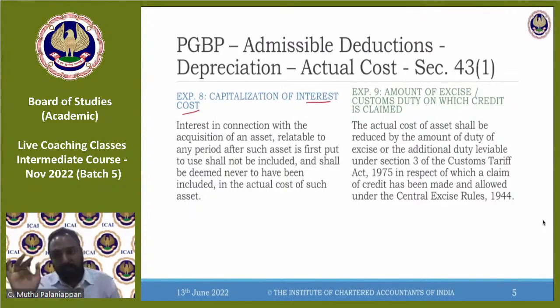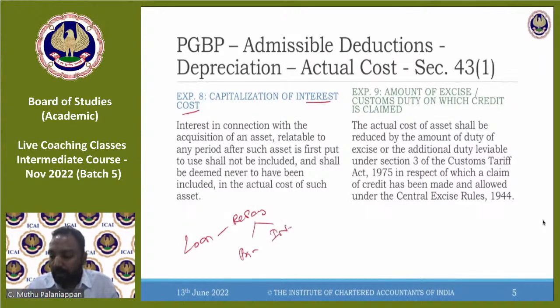So coming back to explanation 8, explanation 8 is about capitalization of interest cost. What interest are we talking about? You take a loan, you repay. So when you repay, you pay both principal and interest. Now, generally interest is a P&L item, principal is a balance sheet item. But there is a scenario where you need to take this interest also to the balance sheet.